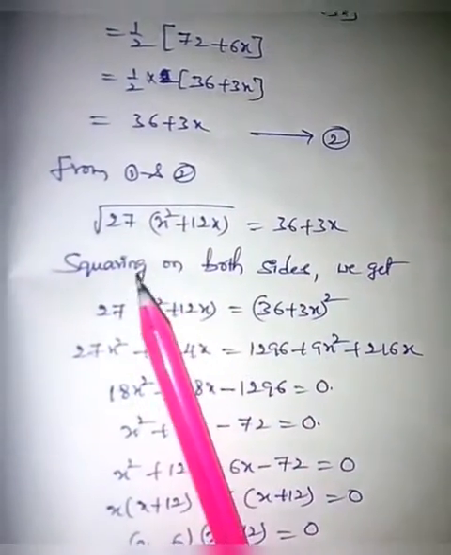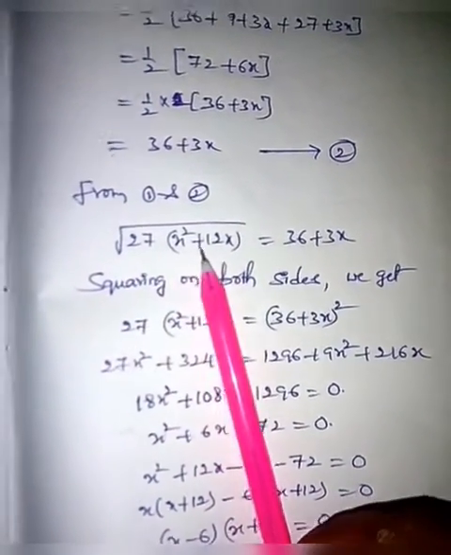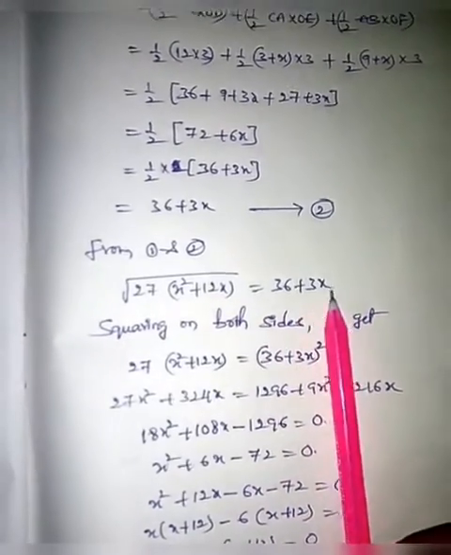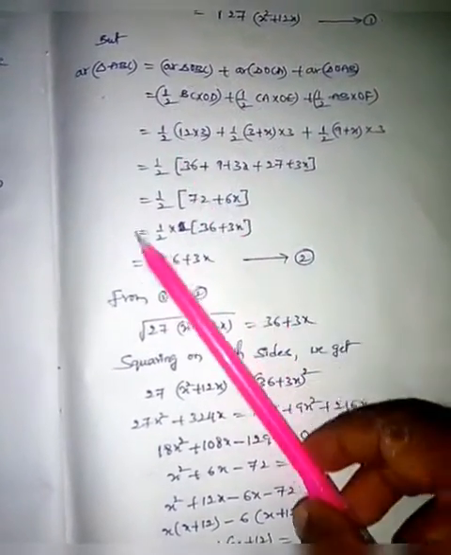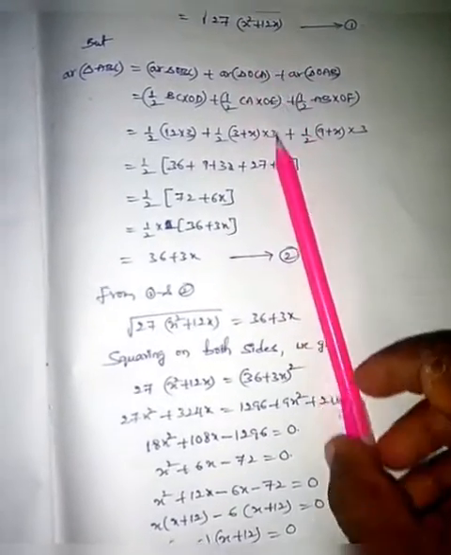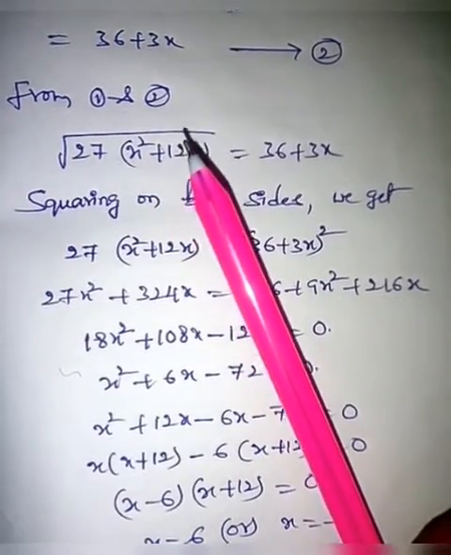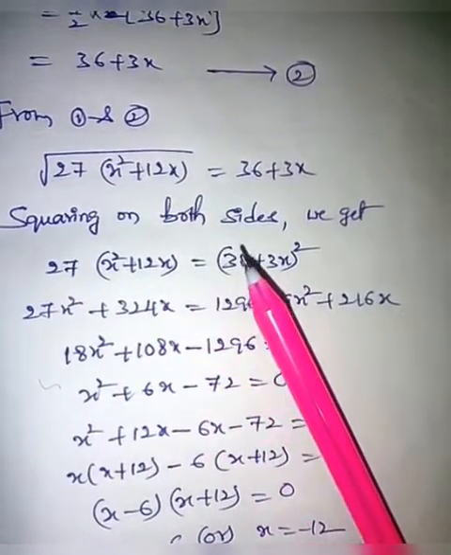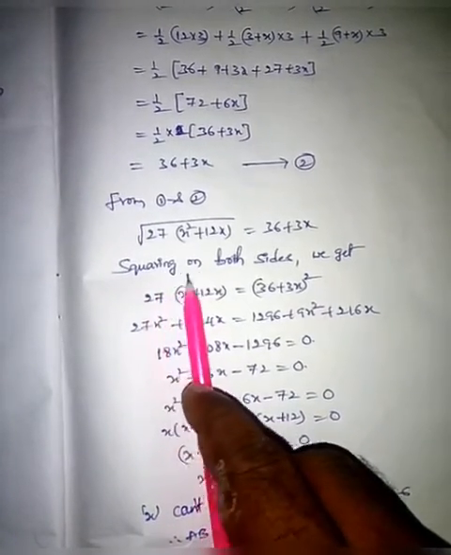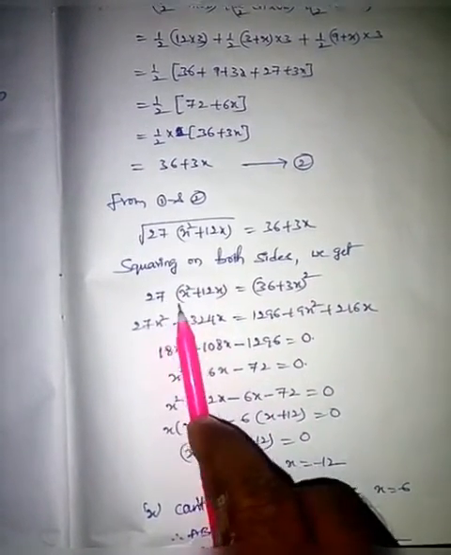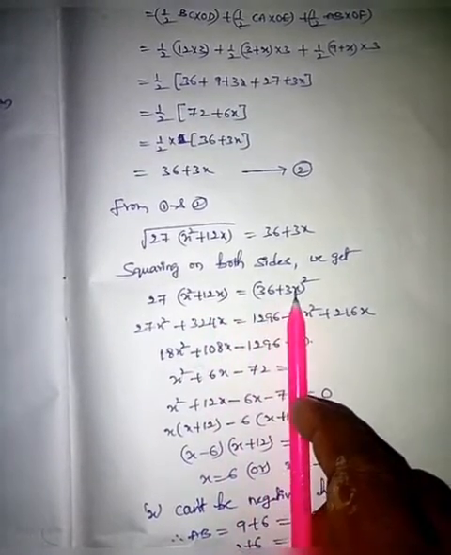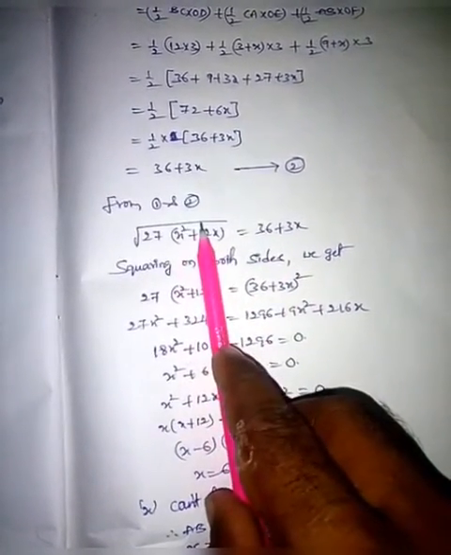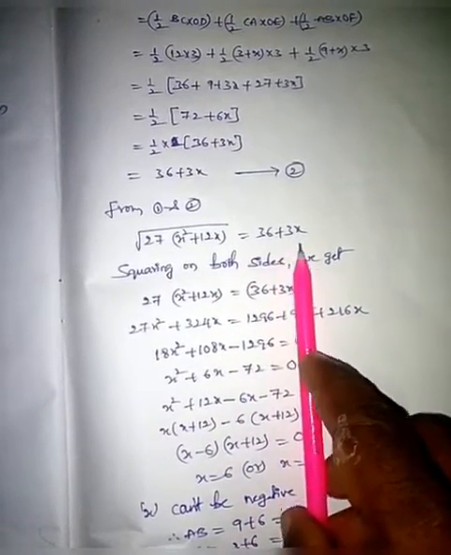Okay, from 1 and 2, square root of 27 into x square plus 12x equal to 36 plus 3x, because in both equations the LHS are equal, that's why we can equate the RHS values. Okay. Now we are going to cancel the root, that's why squaring on both sides, then we get 27 into x square plus 12x equal to 36 plus 3x whole square. Here the square root gets cancelled, and here we will get the square.